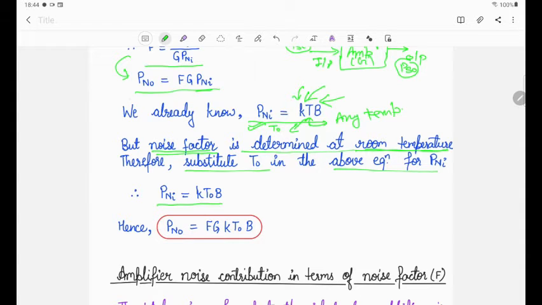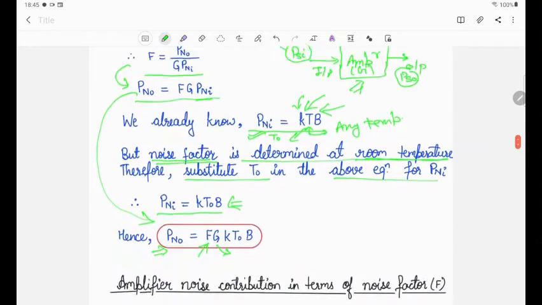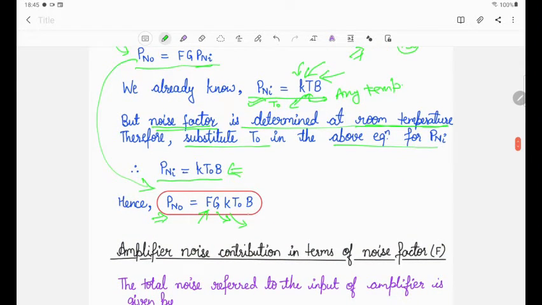So from this equation we can find PNO is equal to FG KT naught B, because PNI is the thermal noise power which is defined here, KT naught B. So ultimately the output noise power will be equal to FG KT naught B, where F is the noise factor, G is the gain of the device. Here I am taking the example of an amplifier, so G is the gain of the amplifier, K is the Boltzmann constant, T naught is the room temperature, B is the bandwidth in hertz, right? So this is the output noise power.